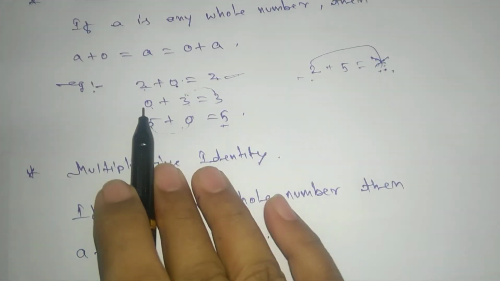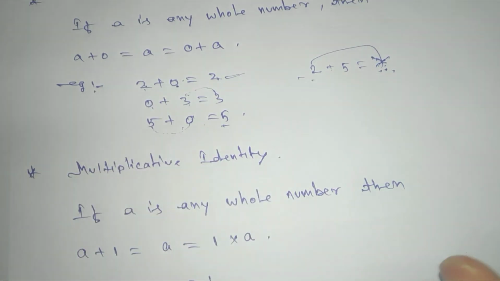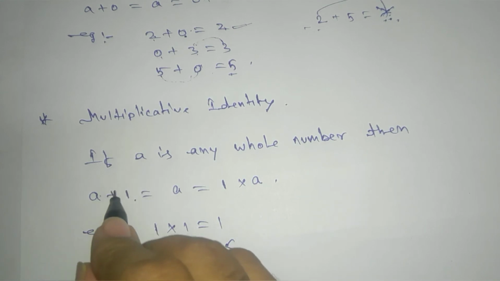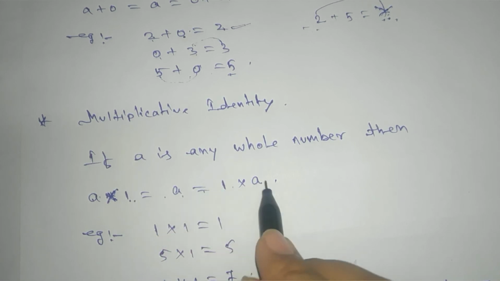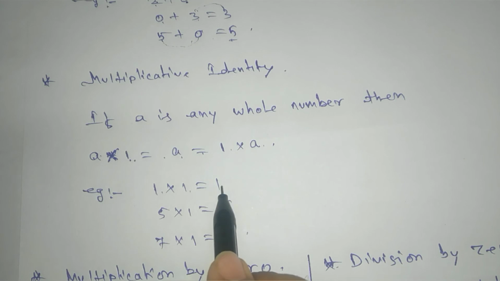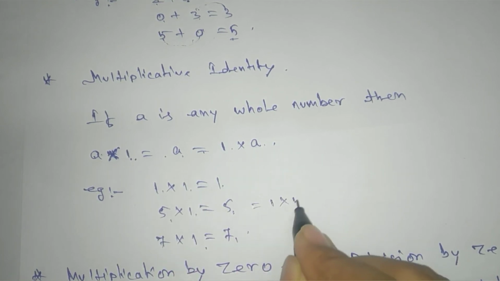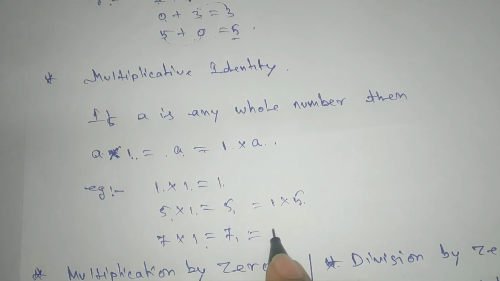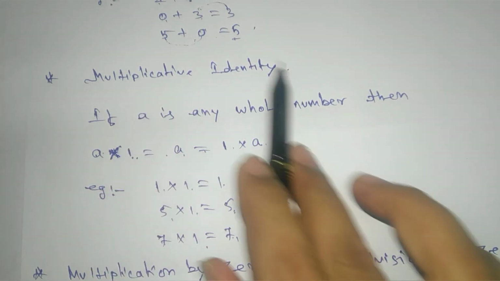Similarly, we have the multiplicative identity. Can you guess what number we multiply by to get the same number? Yes, you are right, that is 1. If a is any whole number, then a into 1 equals a equals 1 into a. If we multiply, 1 into 1 gives 1, 5 into 1 gives 5, 7 into 1 gives 7. You can also write it as 1 into 5. Both cases are the same here, and 7 into 1 gives you 7. So this is your multiplicative identity.